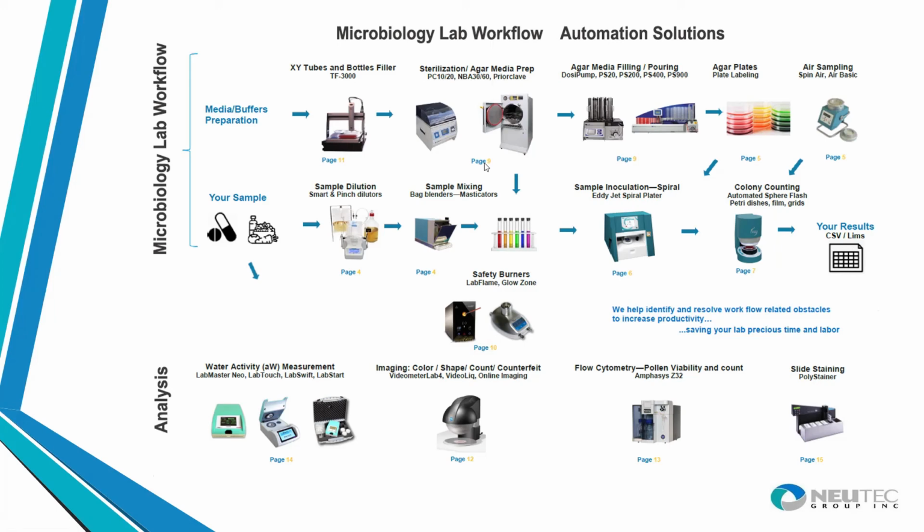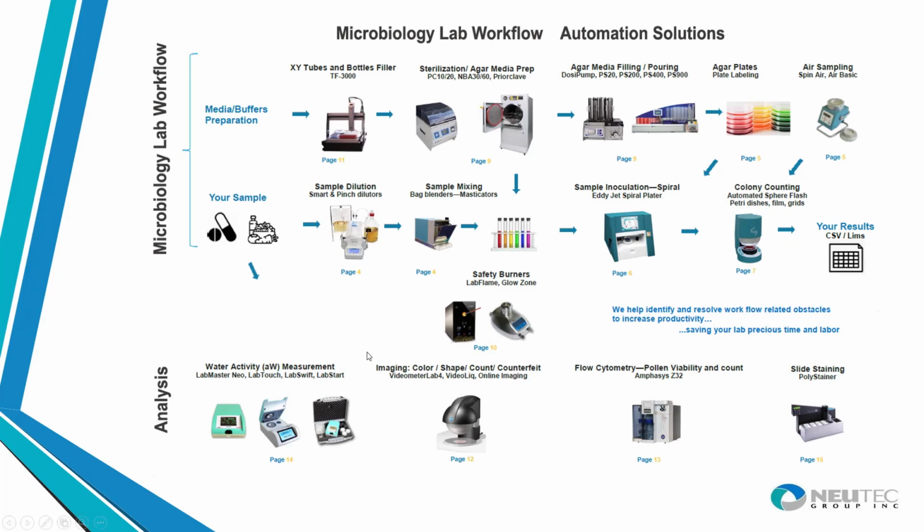On the QA analysis side, we have several different options. One is water activity, which is, of course, a critical measurement for determining the safety of products. We also offer multispectral imaging, which can be used to detect adulteration and sort based on color, shape, count, etc. We also work with flow cytometry, which can look at toxicity on cells or viability of cells. And then we provide a slide staining option.